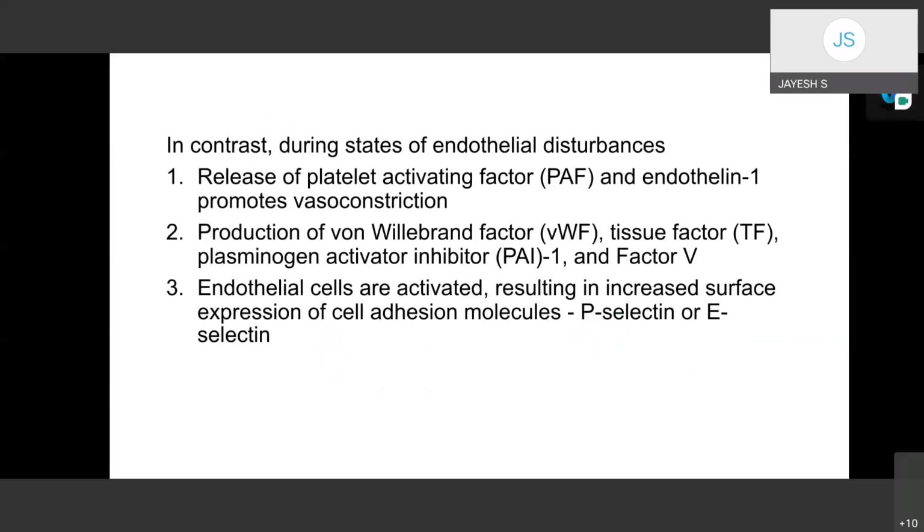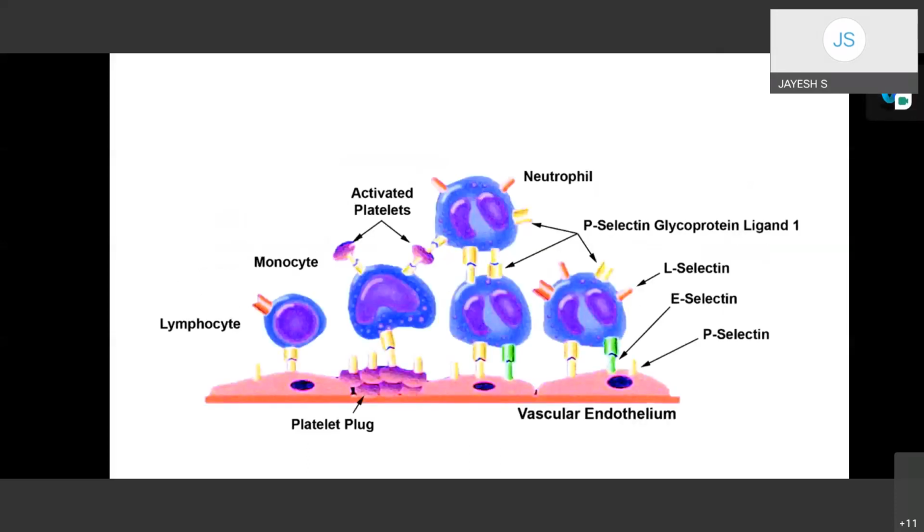But in contrast, during stages of endothelial disturbance, there will be release of platelet activating factor and endothelin 1, which promotes vasoconstriction, and there will be production of von Willebrand factor, tissue factor, plasminogen activator inhibitor 1, and factor 5. When endothelial cells are activated, it results in increased expression of cell adhesion molecules, P-selectin and E-selectin. This is a picture showing the recruitment of various cells: lymphocytes, monocytes, neutrophils, and platelets.